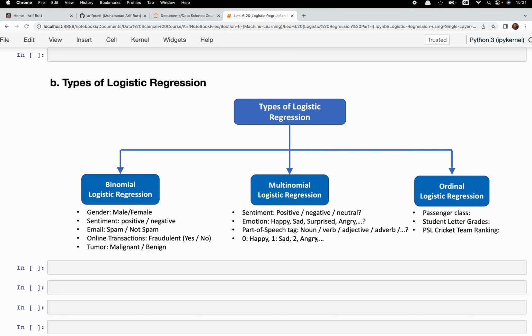And finally, when the output label has three or more categories with some intrinsic order, we use ordinal logistic regression. Examples of ordinal responses include maybe airline passenger class, student letter grades from maybe A to F, ranking a customer service as poor, fair, good, or maybe excellent. I hope this is clear.